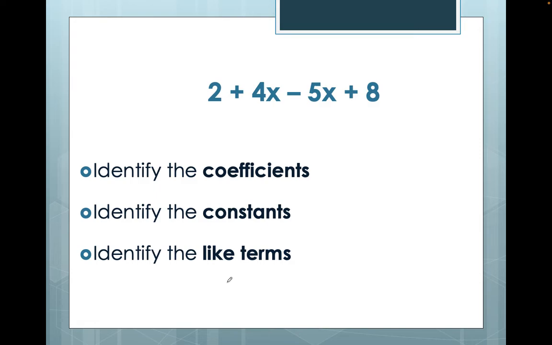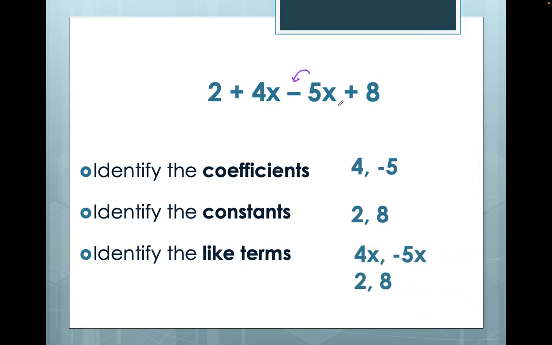Take a minute to try to identify the coefficients, constants, and like terms in this expression: 2 plus 4x minus 5x plus 8. The coefficients in this expression are 4 and a negative 5. It's important that we use that minus sign in front of the 5x as a negative sign so that we know we are taking 5 away. The constants are 2 and 8.